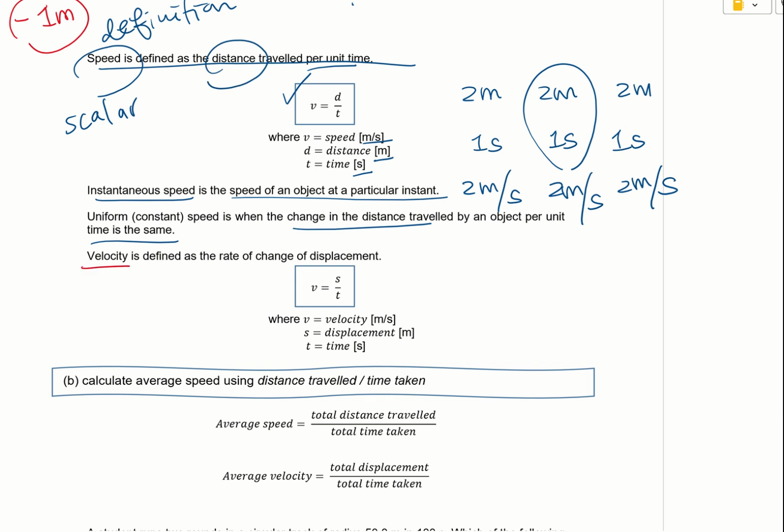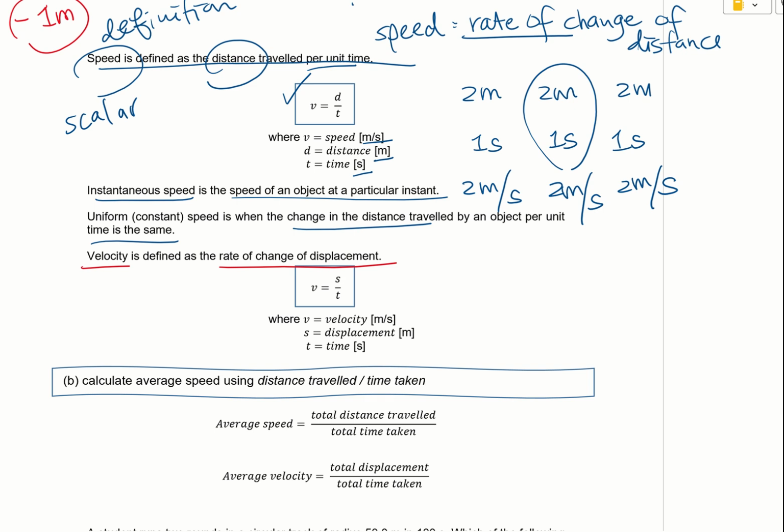Now, for velocity, it is defined as the rate of change of displacement. Okay, so we can actually say that speed, if you want to have the same kind of definition, speed is defined as the rate of change of distance. Okay, so whenever you talk about rate of change, it must be over a certain time, per unit time. Therefore, velocity is defined as the rate of change of displacement, and velocity is a vector. Now, please remember, vector means there is magnitude and direction. So it actually has the same formula.